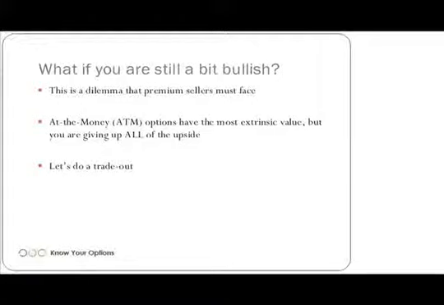Right now, let's say that we are a little bit bullish. At-the-money options have the most extrinsic value. So with that, that makes premium selling quite the benefit in the calendar spread side of it. However, you're giving up all the upside. What we need to do is come up with a trade-off to where we can still be a little bit bullish. In trading, it's all about trade-offs.